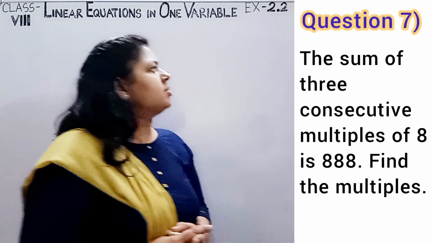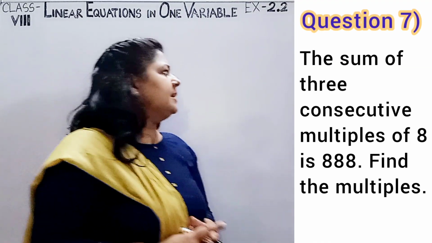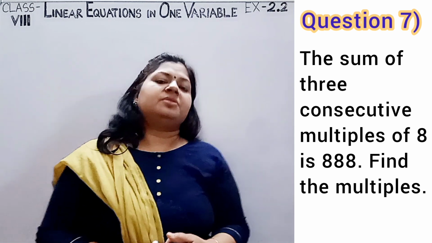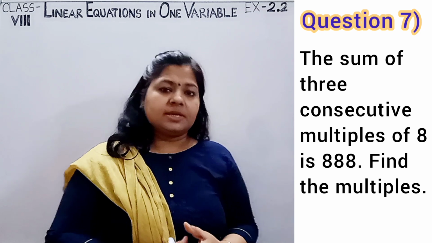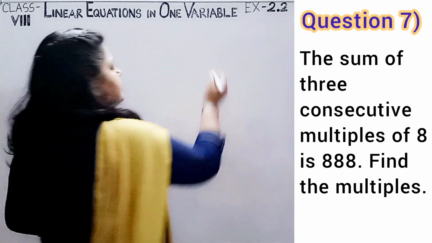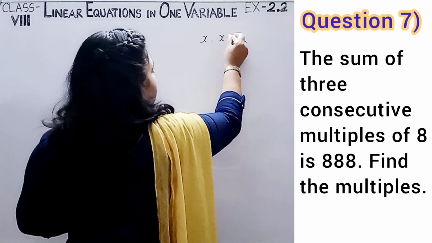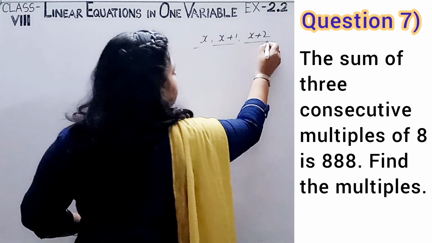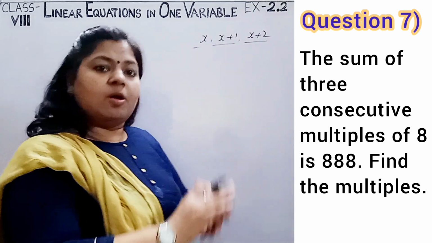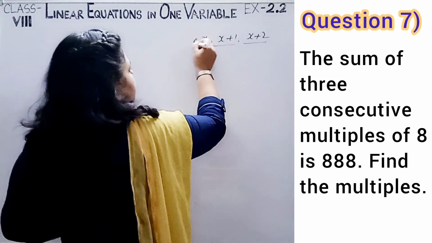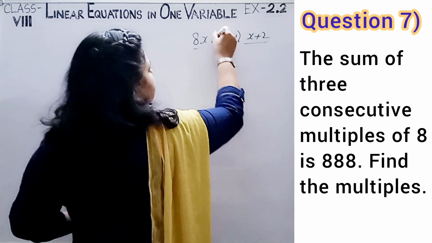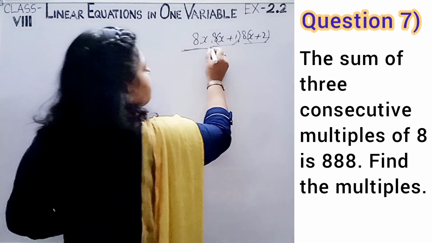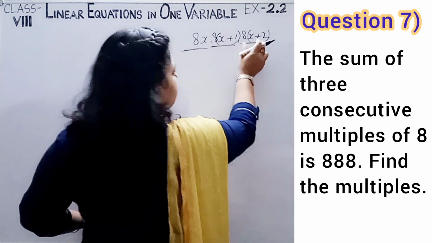Question number 7. The sum of 3 consecutive multiples of 8 is 888. Find the multiples. In the previous question we had found consecutive integers x, x plus 1, x plus 2. So these are consecutive numbers. Now multiples of 8: 8, 8 and 8. It means this is the first multiple of 8, second multiple of 8, third multiple of 8.